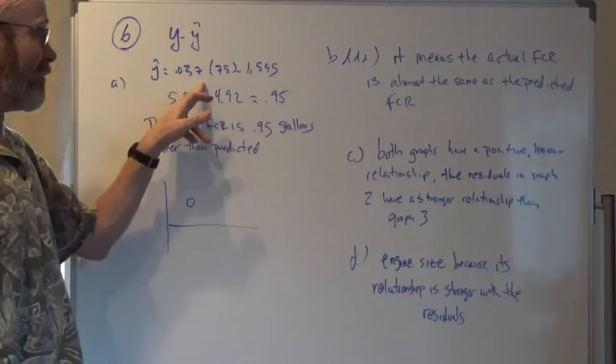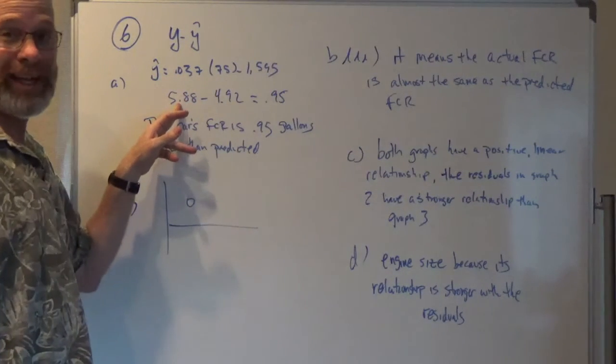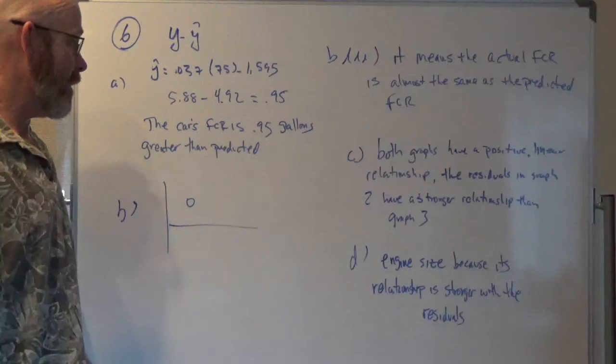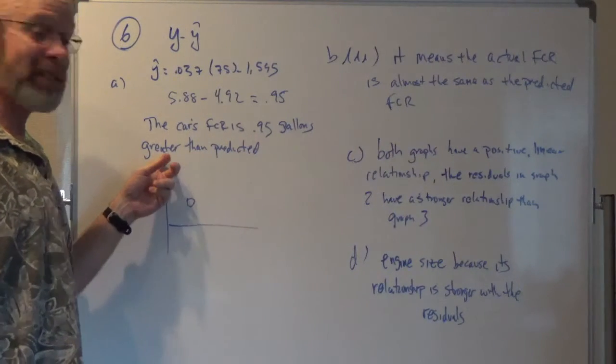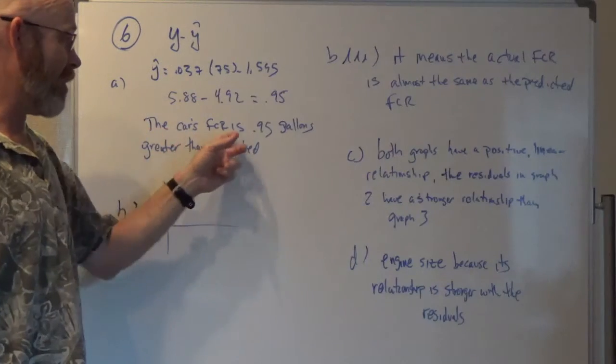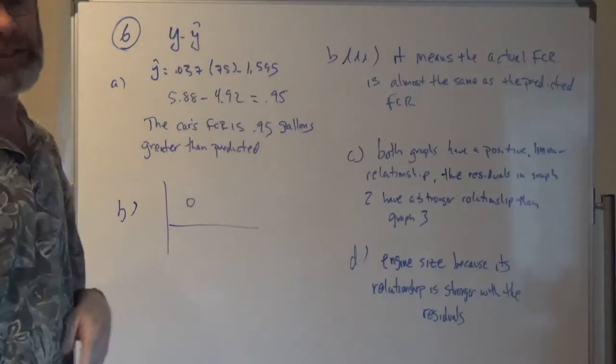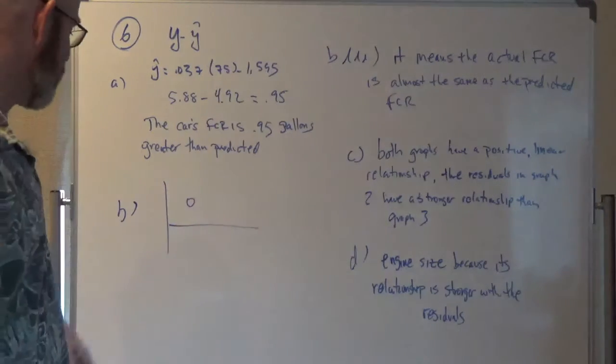So I just put the 75 into the line, got 4.92. The actual data point was 5.88. So the residual is 0.95. What does the residual represent? They wanted me to interpret it. The car's FCR is 0.95 gallons greater than predicted. That's all a residual is. It's a prediction, right?